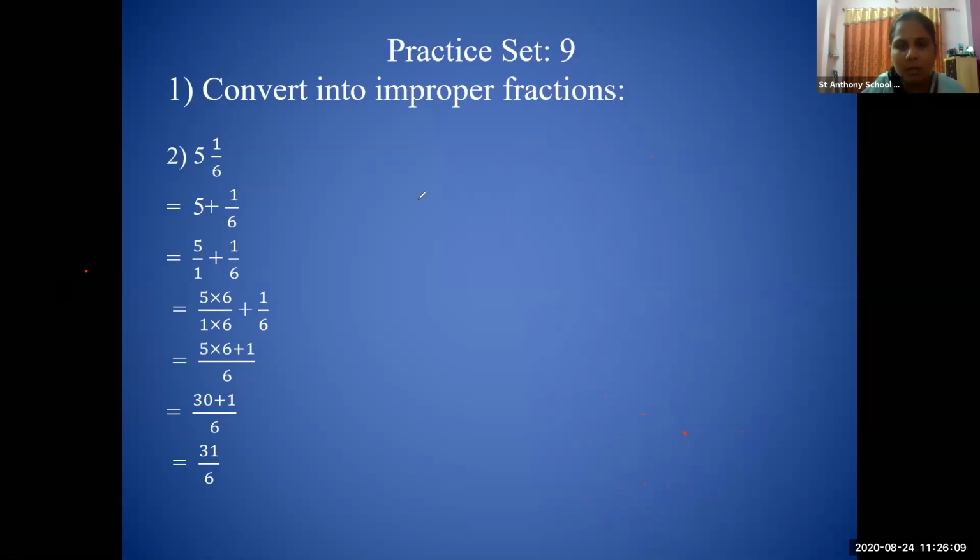See, for example, 3 and 1/2. How will you solve it? 3 and 1/2. Again, what we are going to do is 3 remains as it is plus, okay, now we'll add the fraction that is 1/2, right? Now 3 means what? 3/1, right? Plus 1/2 remains as it is, right?